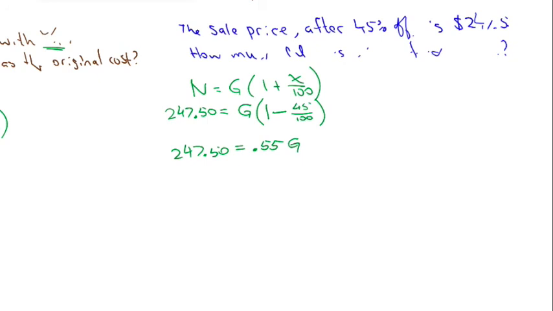And to solve for G, divide both sides by 0.55. And G is going to equal 450 dollars. So the original cost of the items was $450, but after the sale it becomes $247.50. This formula is really, really nice. It takes you in both directions and both of them very quickly and accurately. That's the more important part.